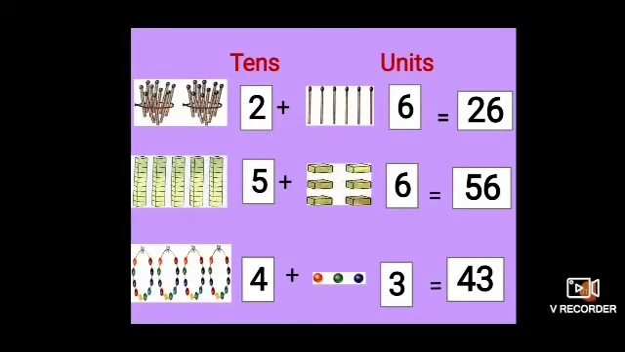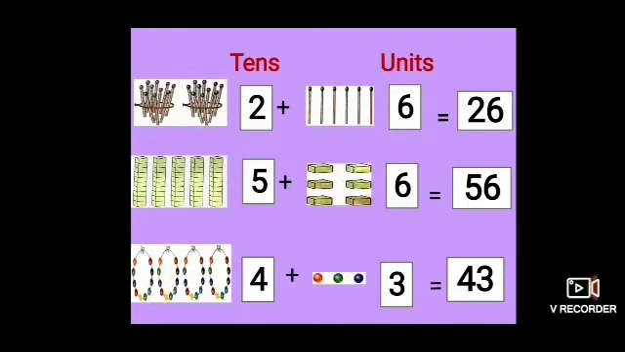Now we are going to count tens and units. 1, 2. 2 tens are 2, 0, 20. Units: 1, 2, 3, 4, 5, 6. So 20 plus 6 is 26. 1, 2, 3, 4, 5. 5 tens are 5, 0, 50. So 51, 52, 53, 54, 55, 56. 50 plus 6 is 56.